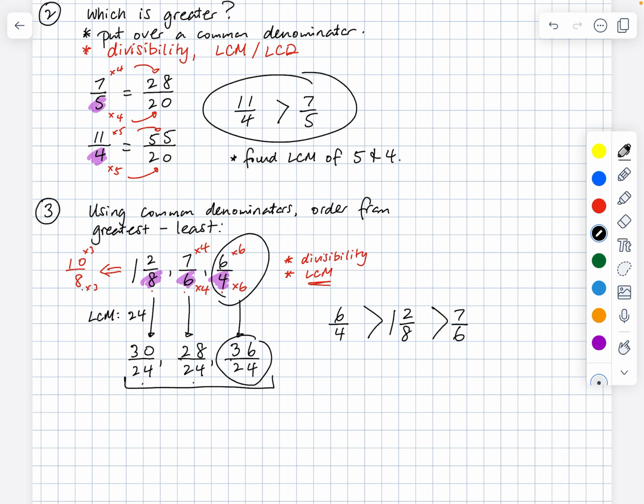So that is how you use common denominators to order any mixed numbers or improper fractions from greatest to least. Make sure they're all in the same format, so either all mixed numbers or all improper fractions. Figure out what the LCM is ideally, or a common denominator of the three, and then convert, and then you can simply order it and put it back into its original format.